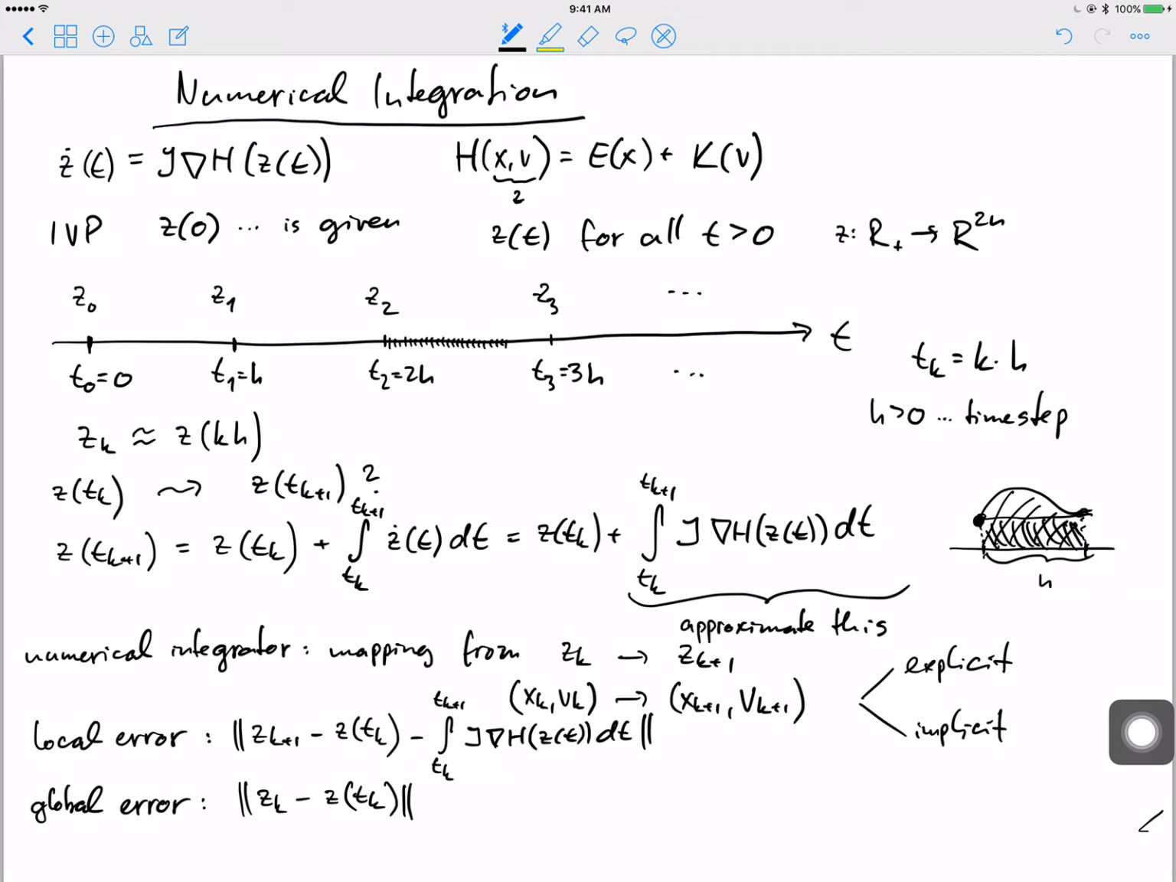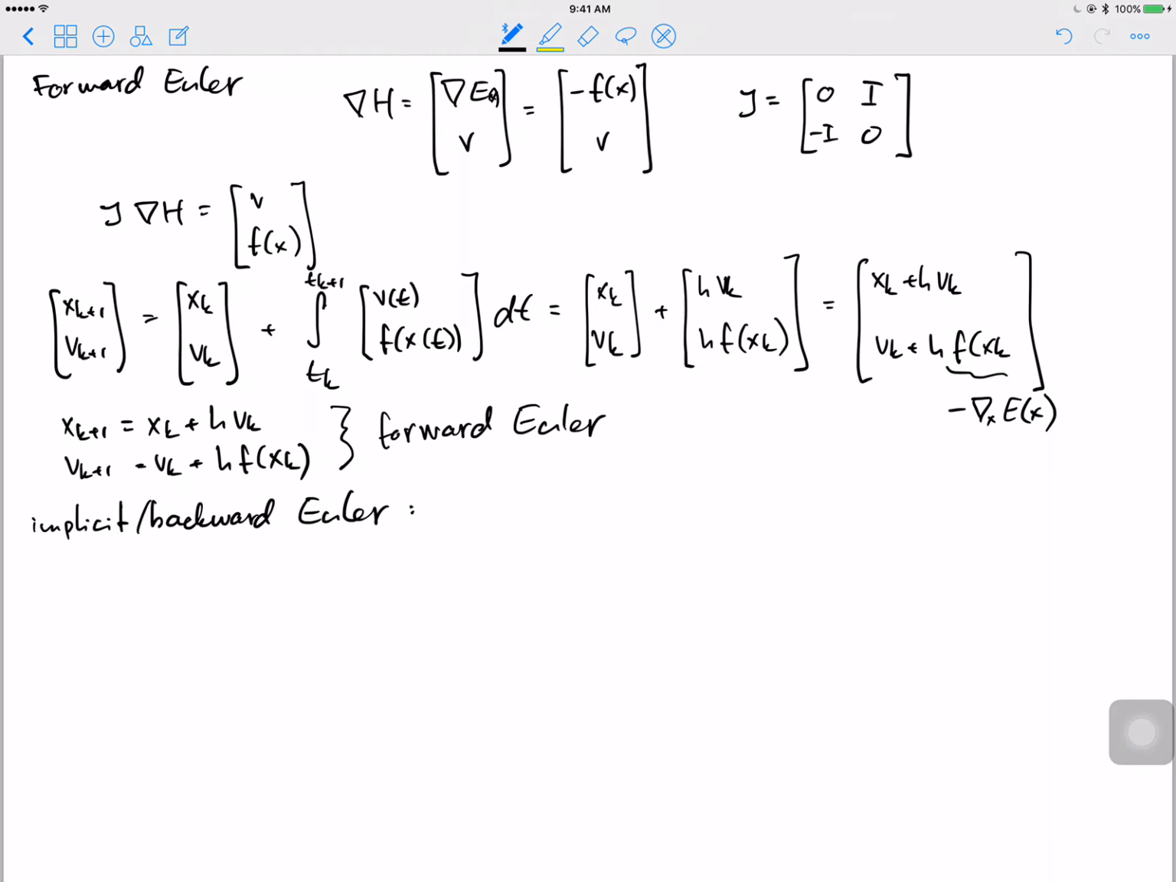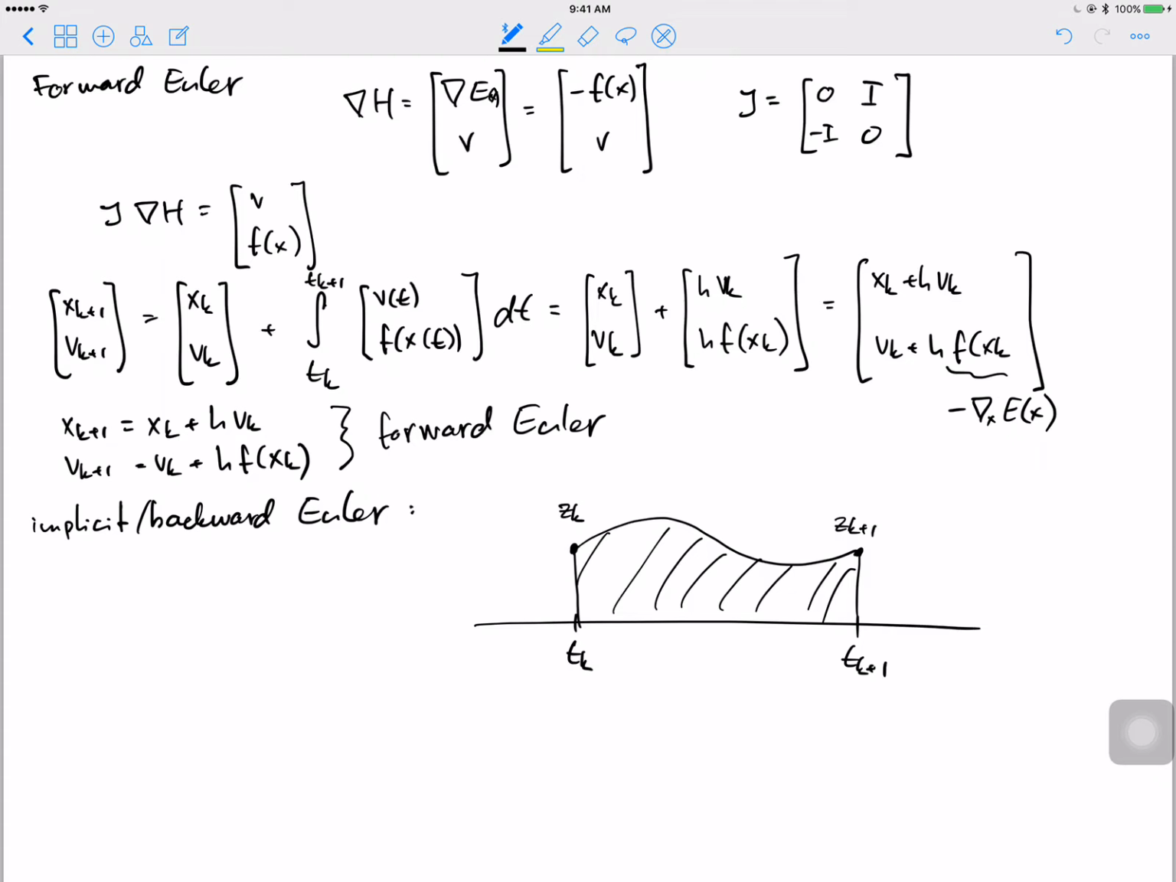I'll make the figure bigger because it got a little bit ugly now. So here is my tk, that's where I am. This is tk plus 1, that's where I want to get. This is zk, this is what I know. And this is my zk plus 1, that's what I don't know. And what I'm trying to do is compute this integral. So the forward Euler corresponded to saying, hey, I know the value here, let's just extend it and integrate, okay?